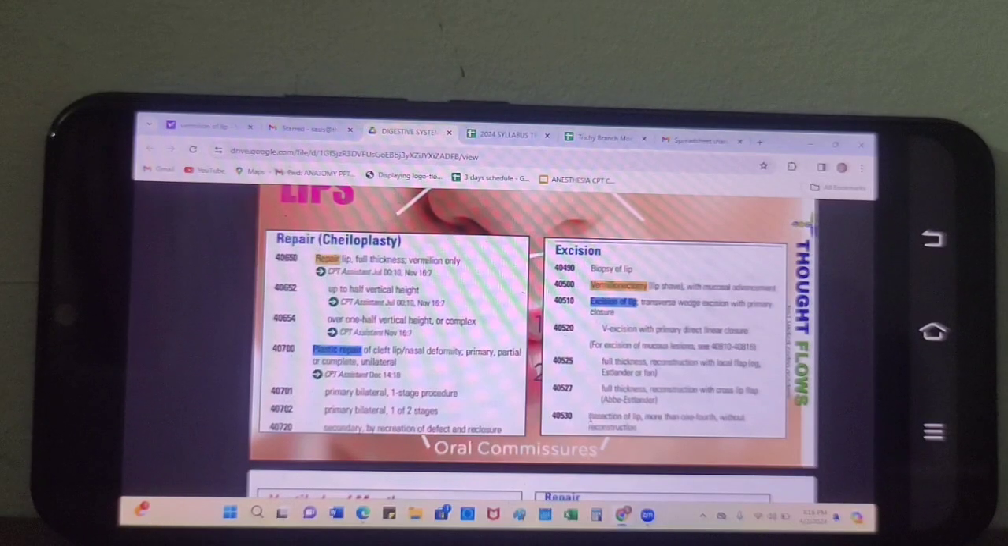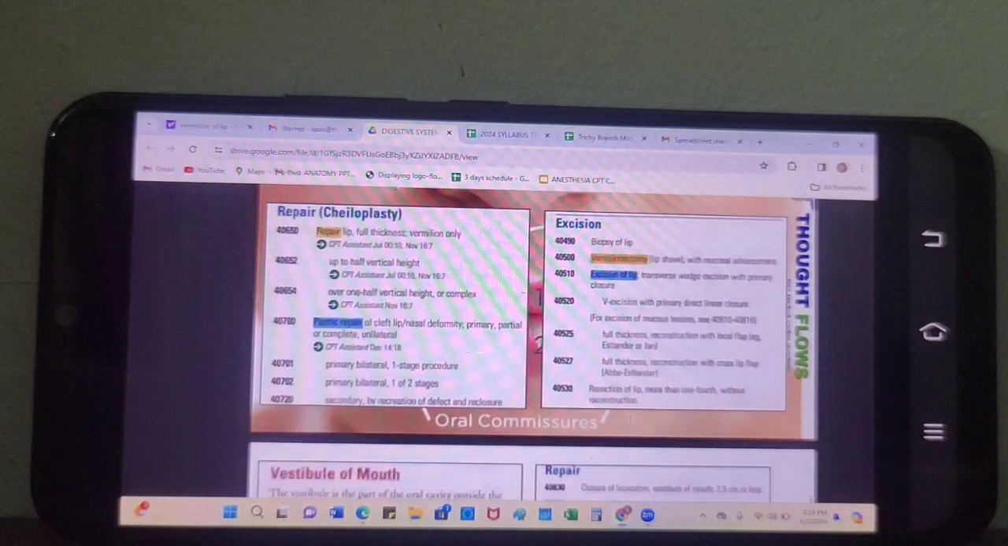What is the meaning of resection? Complete removal. Complete removal of lip, go for 40530. That's it. Direct coding, no guidance.